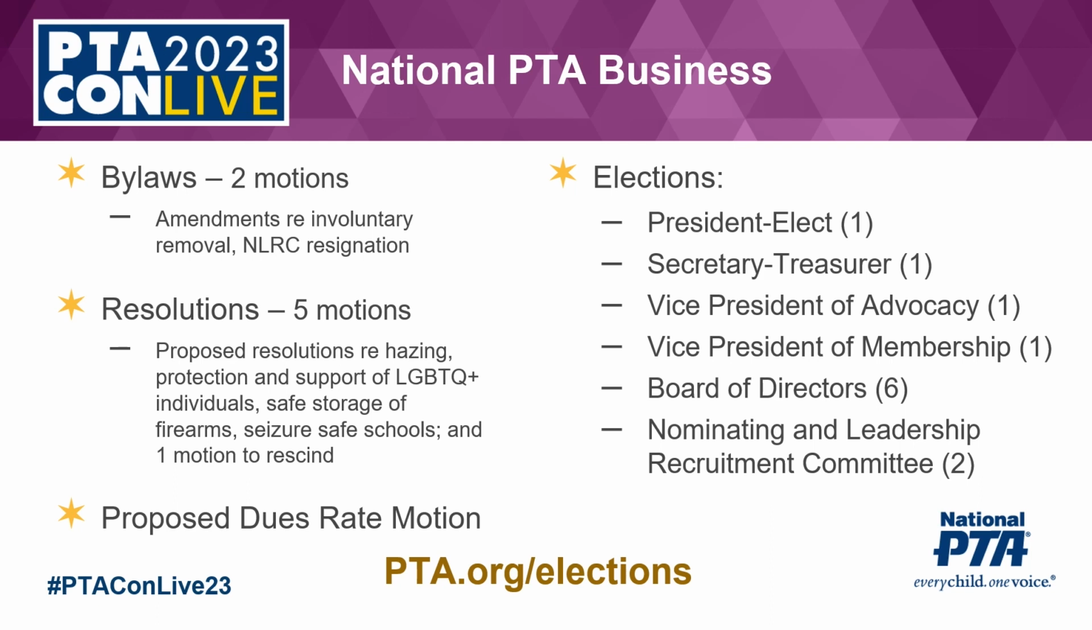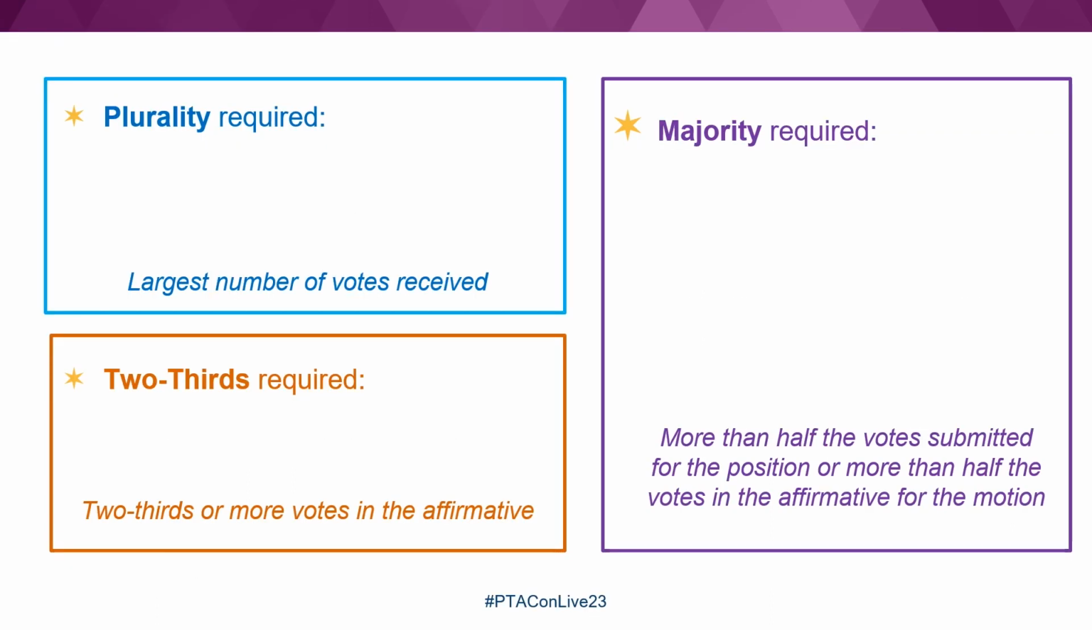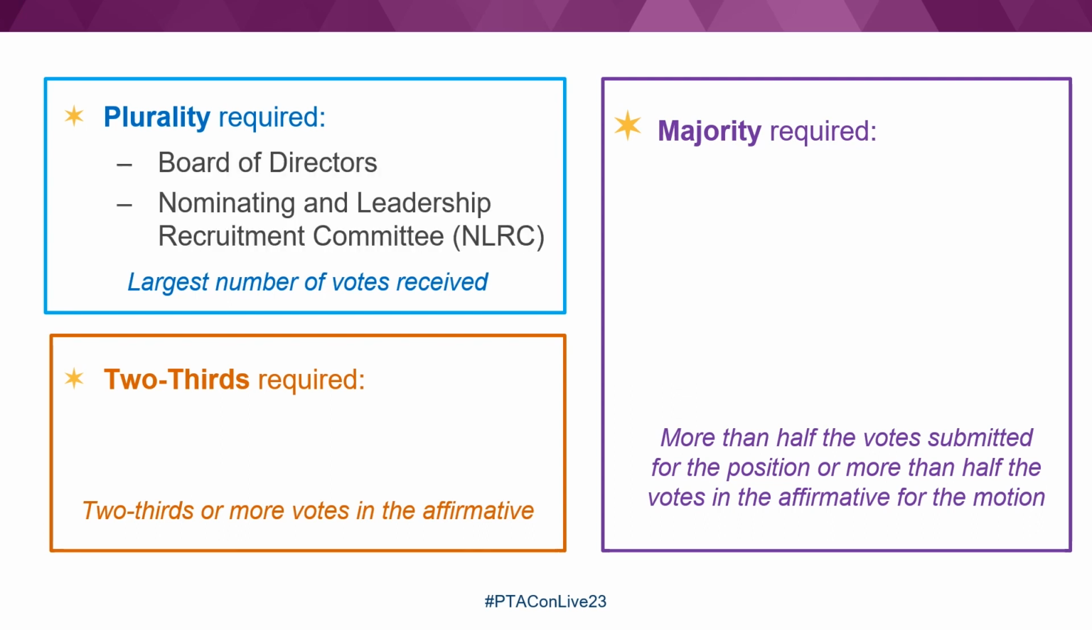Visit pta.org/elections now. National PTA votes based on the guidance provided by Robert's Rules and National PTA bylaws. This year, 3 types of votes will be used on the virtual ballot. You will have an opportunity to vote for up to 6 board members and 2 NLRC members.